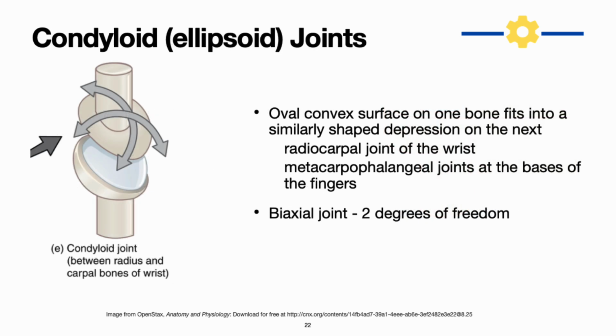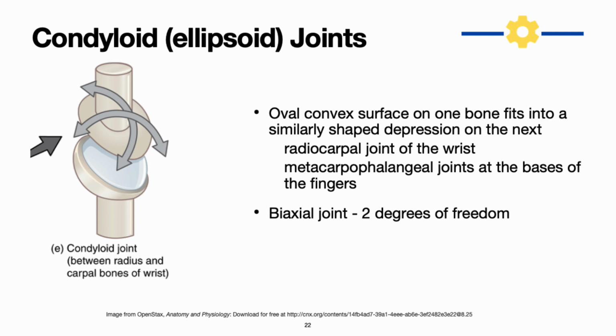A condyloid joint is a biaxial joint. It has 2 degrees of freedom, and the bones can move in 2 planes. So in a hinge joint, for instance, we have one plane of motion, most likely flexion and extension. In these types of joints, we often see flexion and extension and abduction and adduction, or some other motion. Basically, in condyloid or ellipsoid joints, an oval-shaped convex surface of one bone fits on a similarly shaped depression on the other bone. So it still is a convex-concave relationship, but because one bone is rounded in 2 planes, it allows motion in 2 planes.